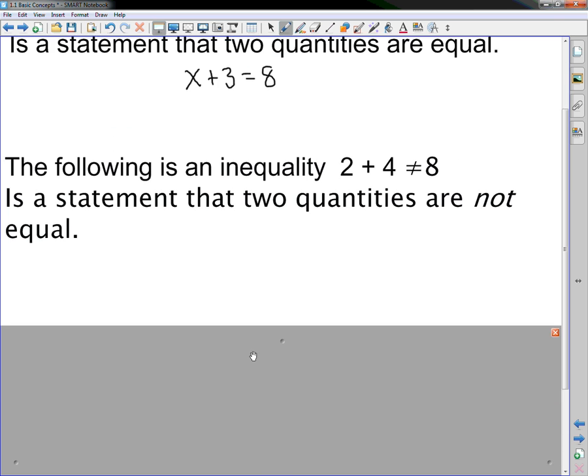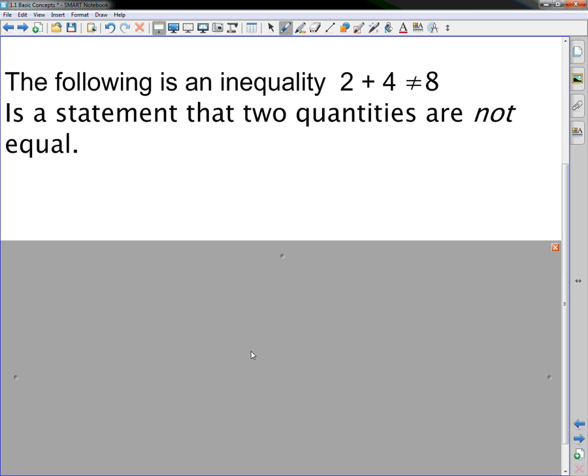Scroll down a little bit. We have an inequality. So the following is an inequality. 2 plus 4 is not equal to 8. Okay? Inequality means that it's not equal to it. So it's a statement where two quantities are not equal. I know when we think of inequalities, we think of the less than or equal to, greater than, greater than or equal to, but you also want to think of the not equal to sign. That's part of your inequality.